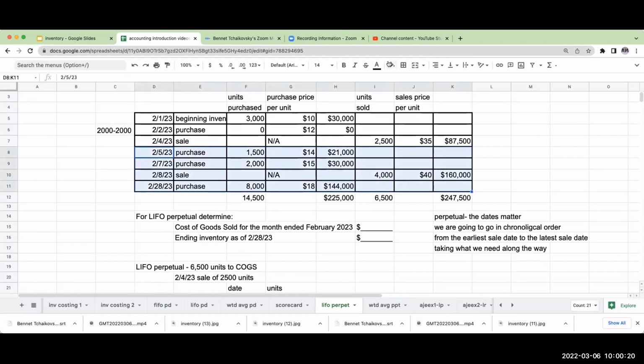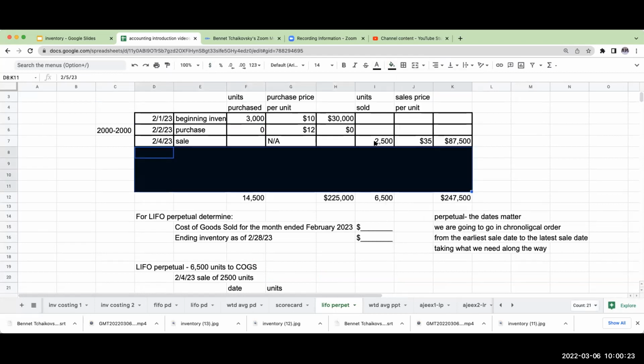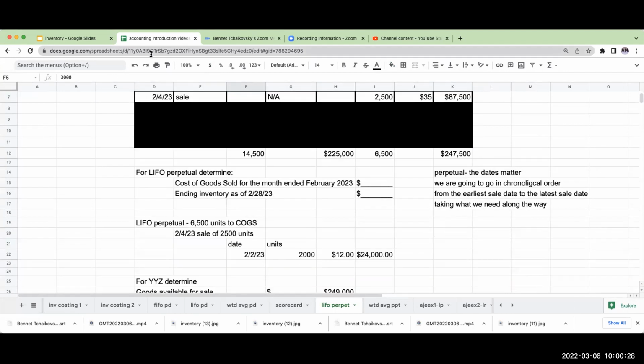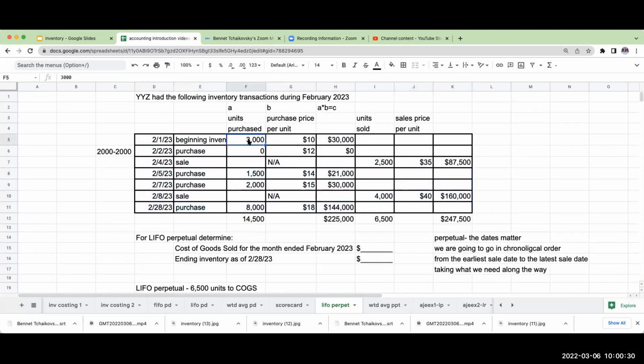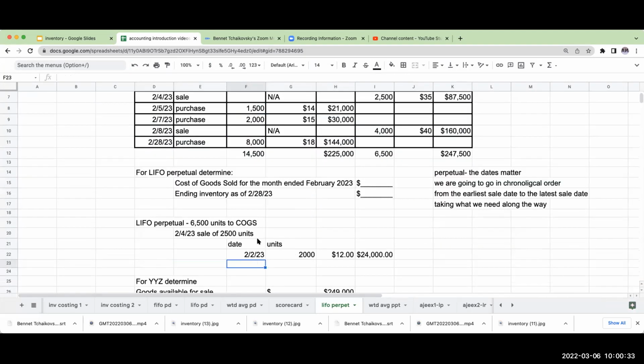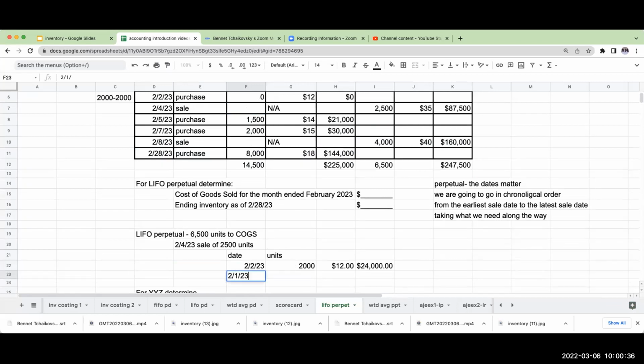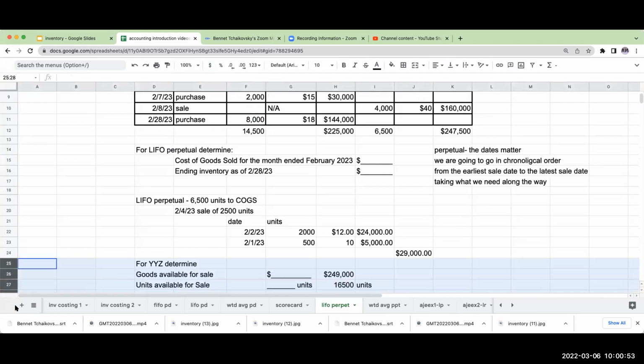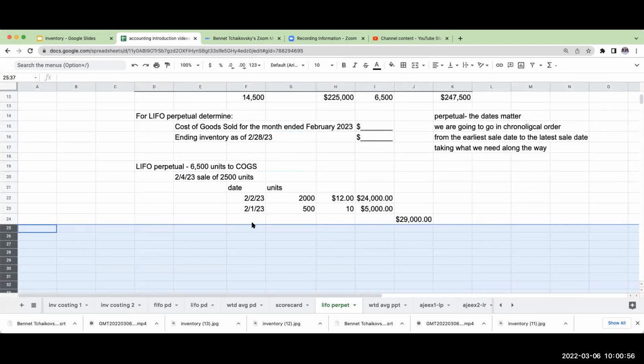Remember, this part down here has not happened yet. I need another 500 units, and the only place I can go is up here to this 3,000 units. So on 2/1/23, I'm just going to take what I need, or 500 units. This was at $10 each for a total of $5,000. So my total cost of goods sold from this 2/4 sale of 2,500 units is $29,000. Okay, let's go to the next one.